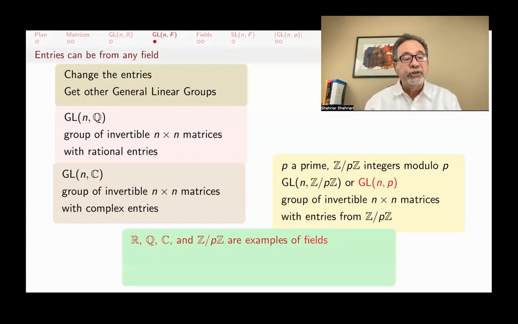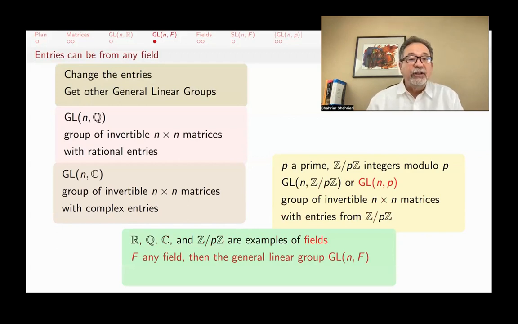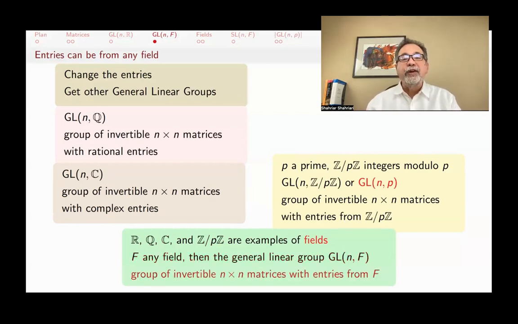The real numbers, the rational numbers, the complex numbers, and Z mod pZ are examples of fields. And there are plenty more fields out there, and we will study them in field theory. For now, we just want to focus on these four. In general, if F is any field, and I'll tell you what that is, even though I don't really want to focus on that too much at this point, then the group GL_n(F) is the group of n by n invertible matrices with entries from that field. So in general, you can have any field.